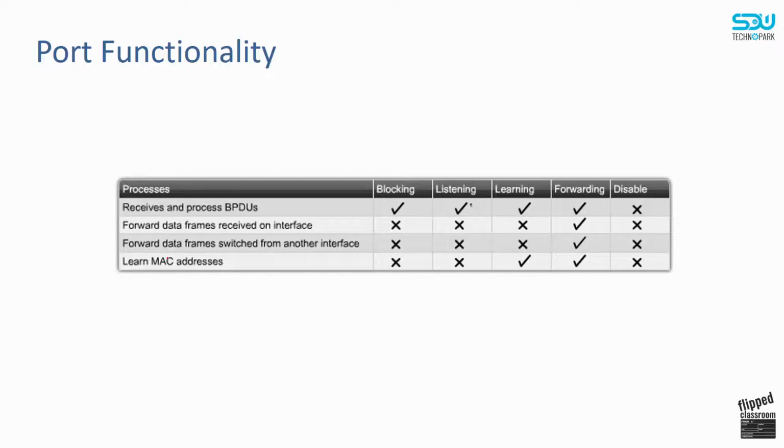Whereas the listening port also receives BPDUs, and it is not learning MAC addresses, it is receiving BPDUs and sending BPDUs. Whereas the learning state of the switch port is receiving BPDUs, sending BPDUs, and learning the MAC addresses of the end devices. And the forwarding state of the switch port is doing everything.